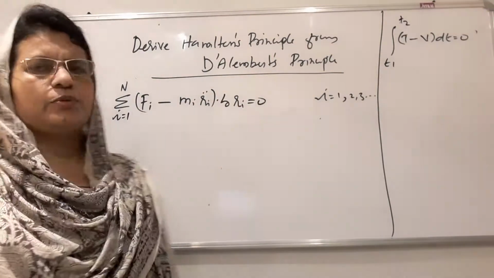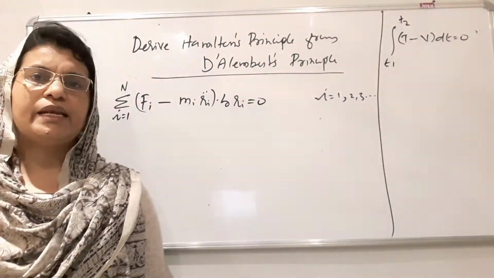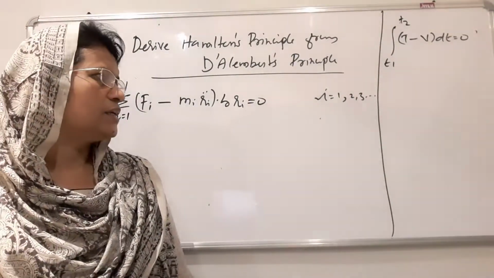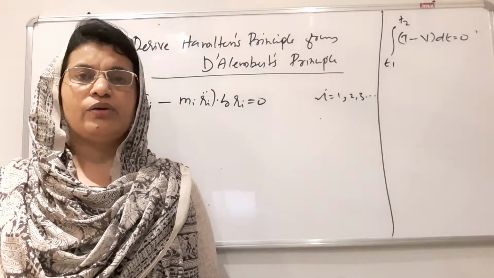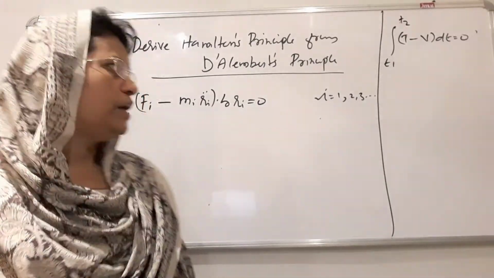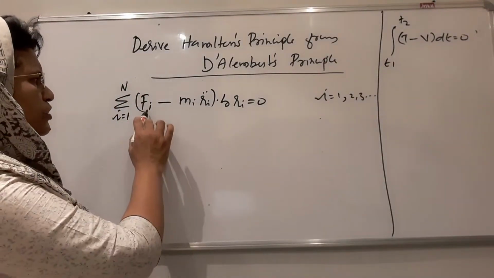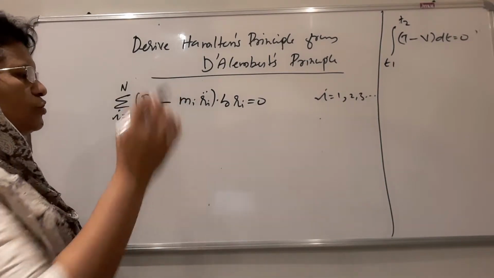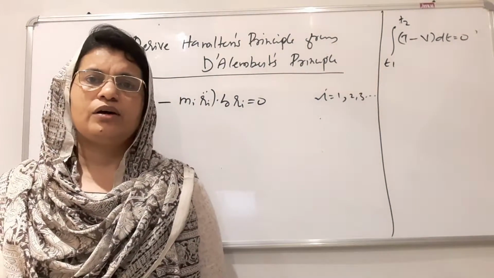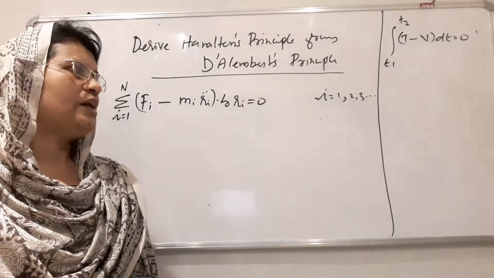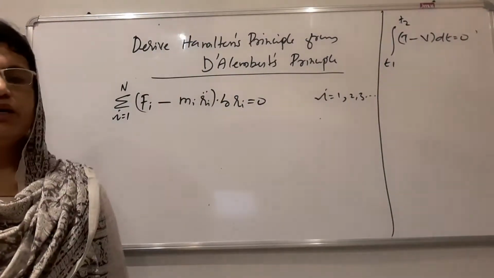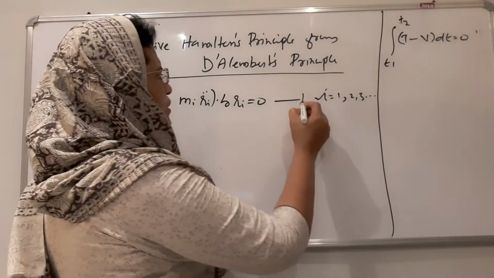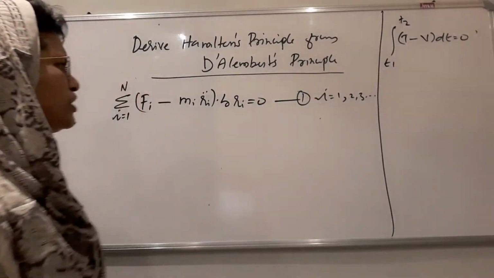This is D'Alembert's principle. A system with n number of particles can be represented by position vectors Ri, i equal to 1, 2, 3, 4 etc., and the force acting on each particle is F1, F2, F3 etc., and the masses of each particle can be represented as M1, M2, M3 etc. Then D'Alembert's principle can be stated just like this. Now consider this equation. This can be written as equation number 1.